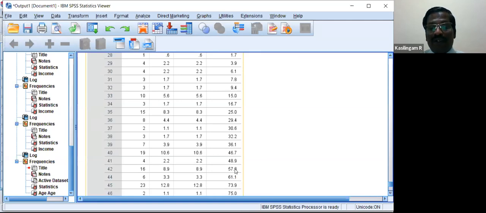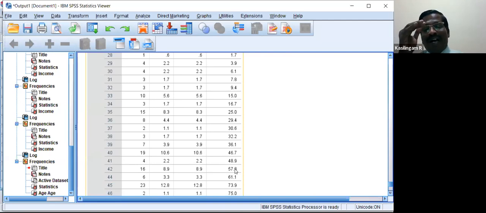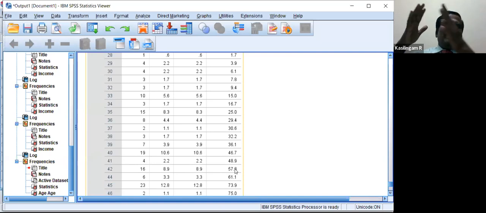57.8% of the people have age less than 42. Where is the 50% of the people coming from, right? So 50% of the people have age less than 42, that we can tell. In fact, not only 50%, 57 point something, it should be not less than that. It should be more, so a minimum of 50% of the people are less than that.